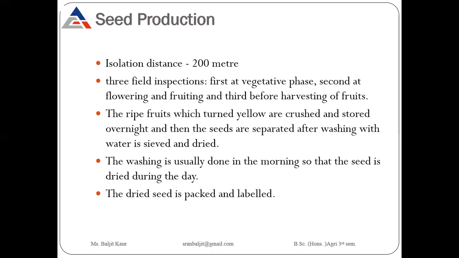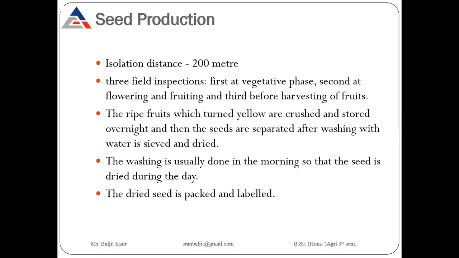Then ripe fruits, when they turn yellow, are harvested, and then these are crushed. The harvested fruits are crushed and stored overnight, and then the seeds are separated after washing with water, and then they are dried.